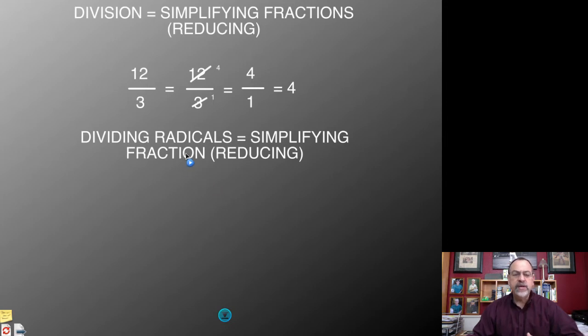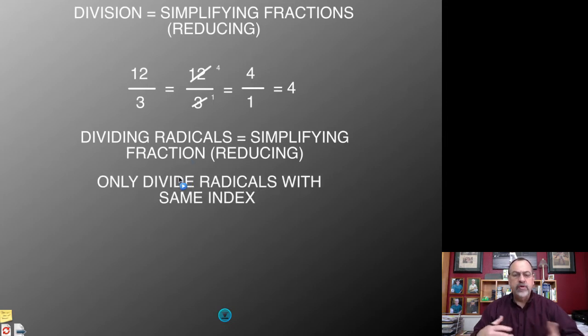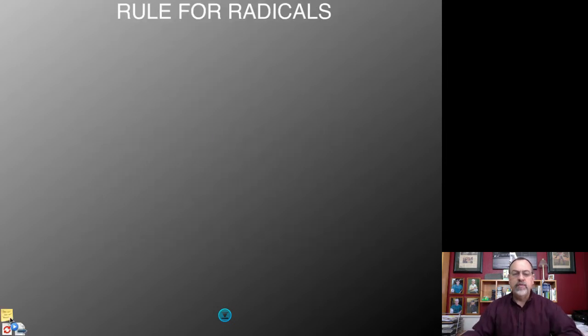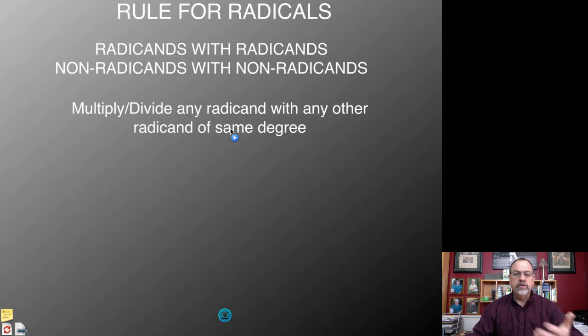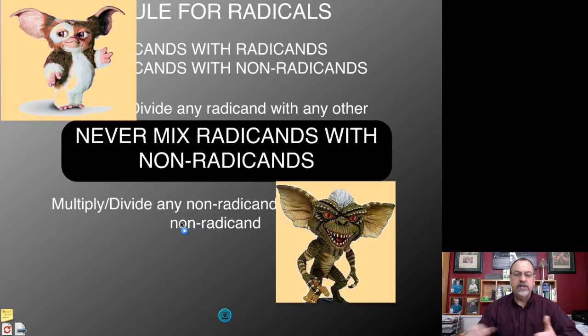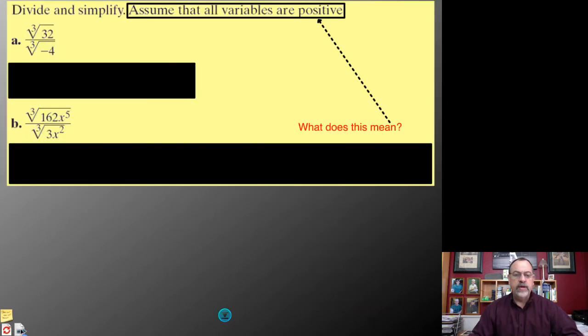Dividing radicals is the same way. It's a fraction, and so we're going to simplify it, keeping in mind that we can only divide radicals with the same index, and we can only work with radicands with radicands and non-radicands with non-radicands. Non-radicands being those values that are outside of the radical symbol. So when multiplying and dividing, radicals have to be the same degree, and we work with the radicands and the non-radicands with non-radicands. But we never mix the two. We can never mix radicands with non-radicands.